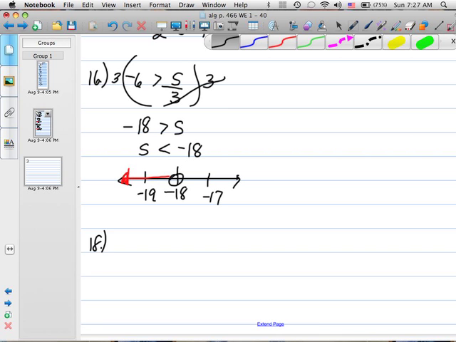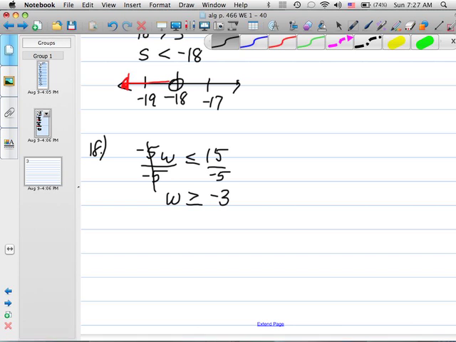Problem 18, we have -5w is less than or equal to 15. We divide by -5, and remember what happens when we divide or multiply by negative numbers. We have to turn the inequality around. So this is w is greater than or equal to -3.